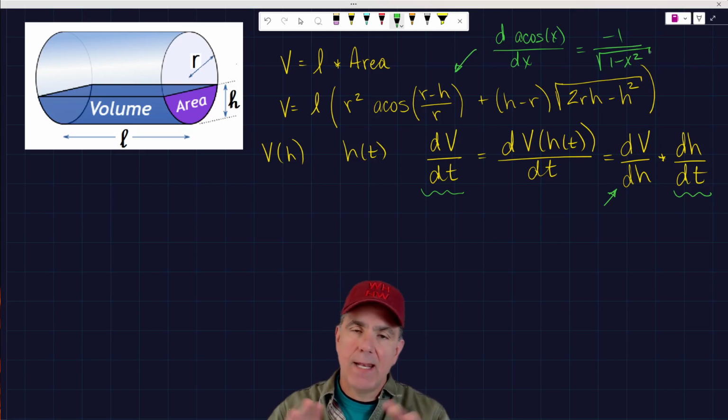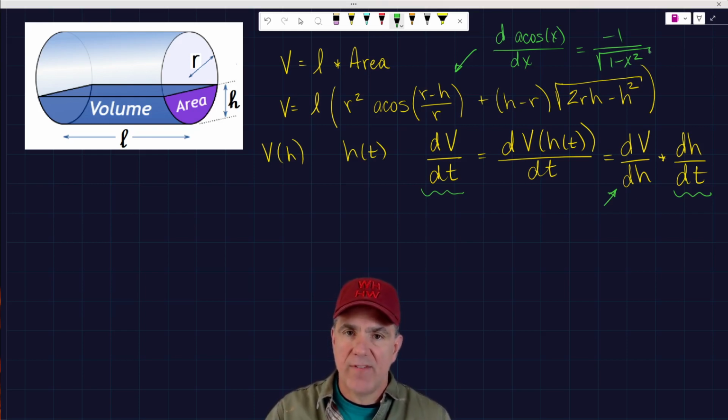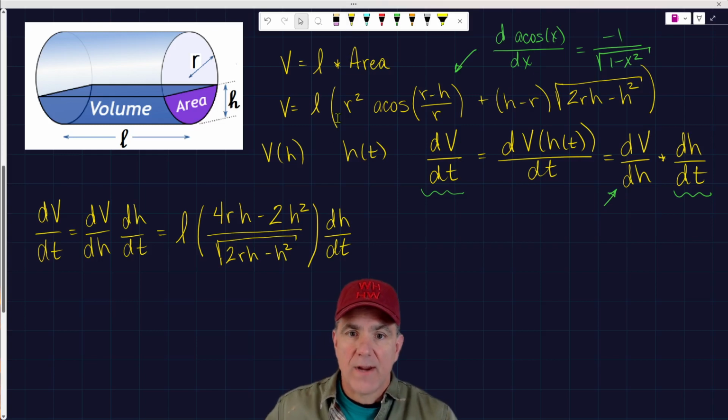But let me just, again, I don't want to go through the derivative. You can calculate that on your own. I just want to talk with you about the idea of related rates. So let me just write the derivative down. This is the expression for the rate of change. Again, we're applying the chain rule here.